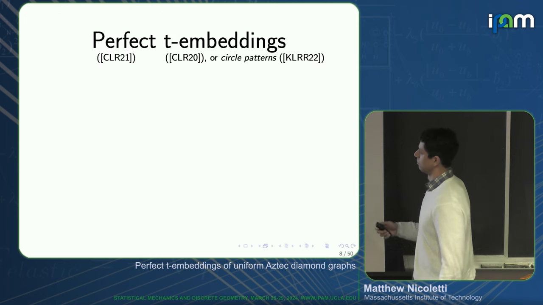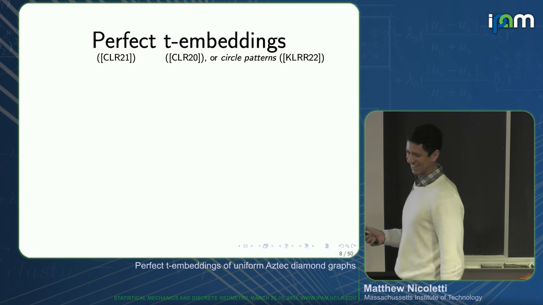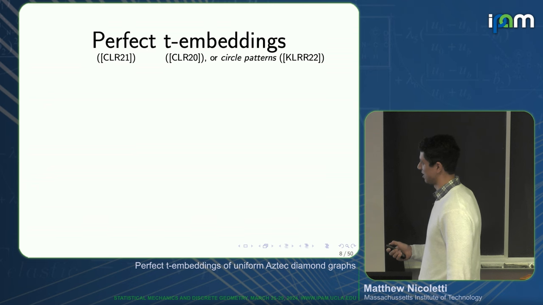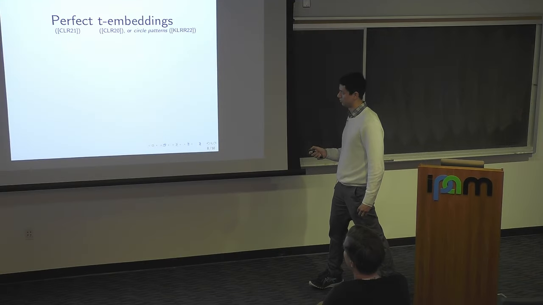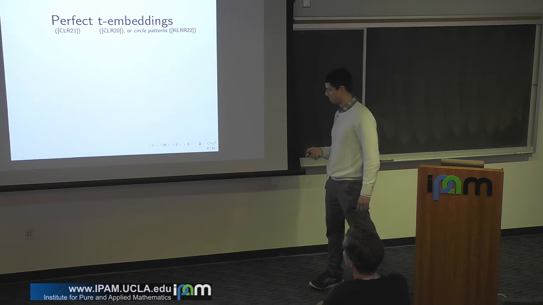Okay, so now I'll talk about perfect t-embeddings. t-embeddings were introduced under the name of circle patterns in this work of Kenyon, Lam, Ramassamy and one other author. Land. That's right, sorry. Land, thank you. And then they were also introduced in this work of Chelkak, Laslier, and Russkikh under the name of t-embeddings, and then perfect t-embeddings, which is a special type of t-embedding with a special boundary condition, were introduced in this follow-up work of Chelkak, Laslier, and Russkikh.